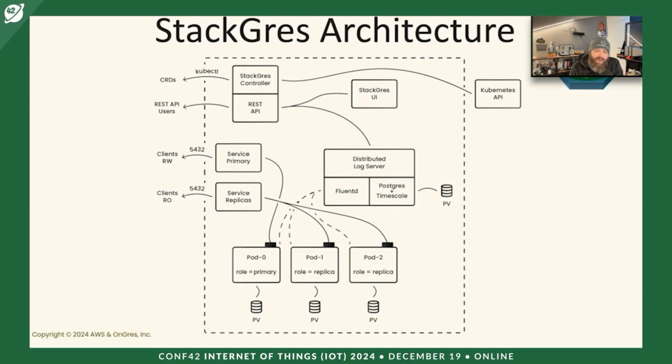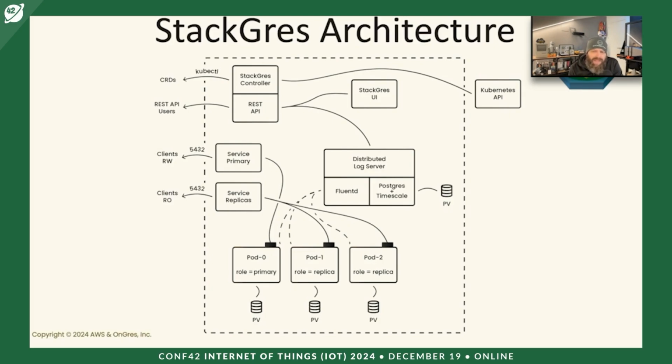Then we have the service primary, which is for read-write traffic. This is responsible for handling the read-write client traffic, and it routes the connections to the primary Postgres instance, ensuring transactional consistency and data integrity. It's essential for applications that require updates to the database.